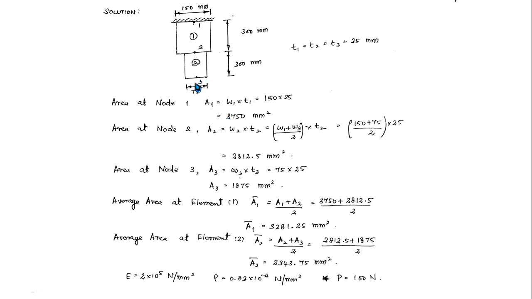Now go for node 3. Node 3 is simple, it belongs only to element 2. So you can go as such, W3 into thickness will give the area at node 3. So now you have calculated the area at node 1, node 2, node 3.